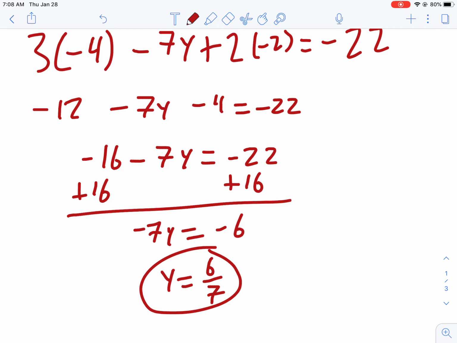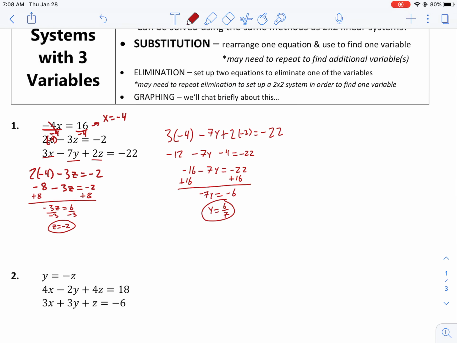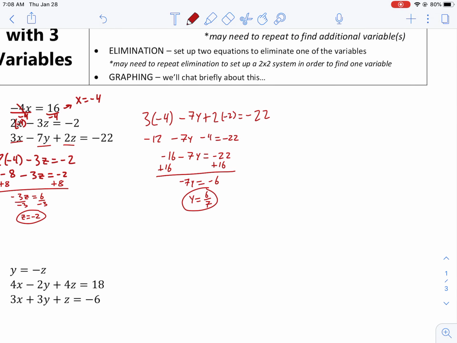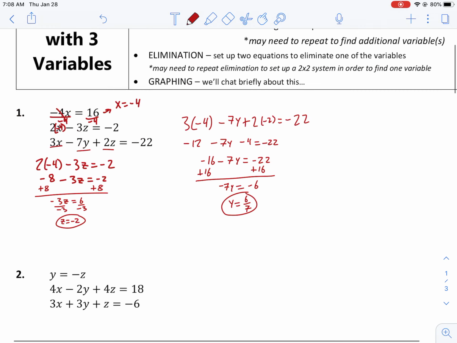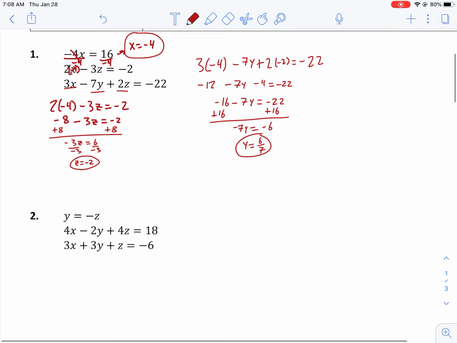I don't know, that doesn't seem right to me, but maybe I made a mistake somewhere. I don't know, it doesn't seem like I made a mistake. If I made a mistake, send me a message and let me know. But I think that's the answer. So we got x equals -4, z equals -2, and y equals 6/7, okay? So there we go, all right?